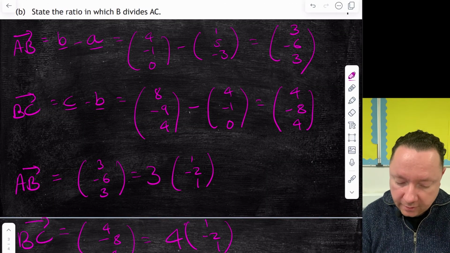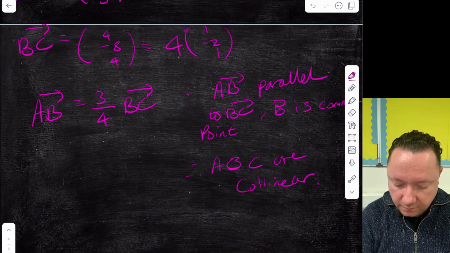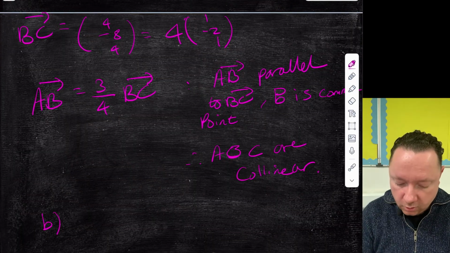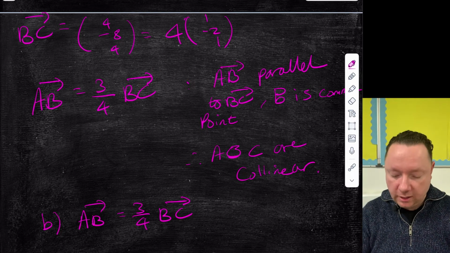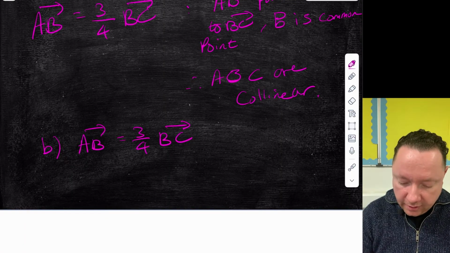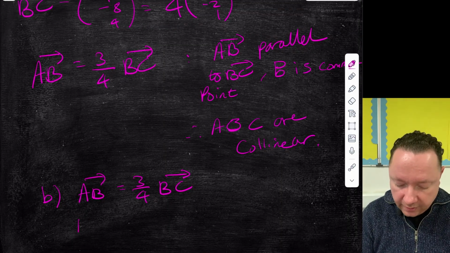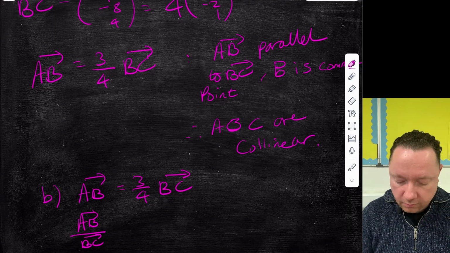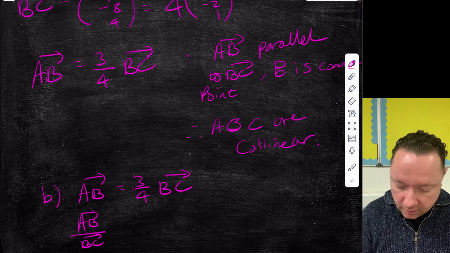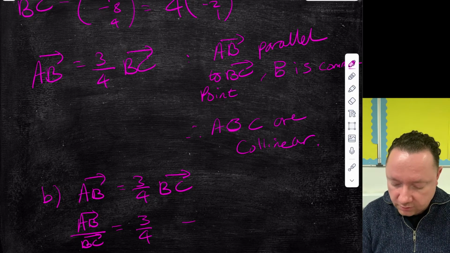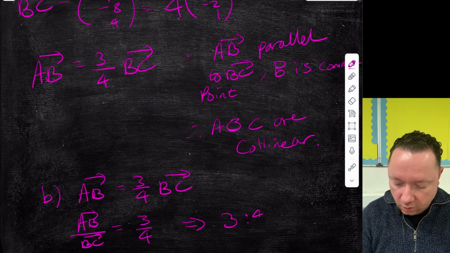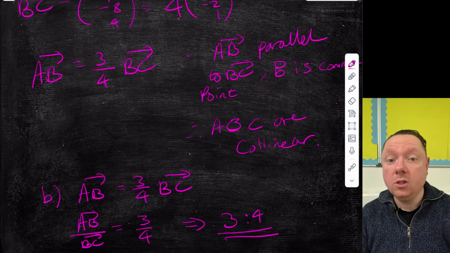Okay, part B, state the ratio B divides A to C. We already know that A to B equals 3/4 B to C. So the answer is 3 to 4. So let's see how we get that. Stating the ratio is just the same as saying what is A to B over B to C, with B being the common part here. Well, that is 3/4. That's a fraction, which gives a ratio of 3 to 4. 3 out of 4, so we're done there.